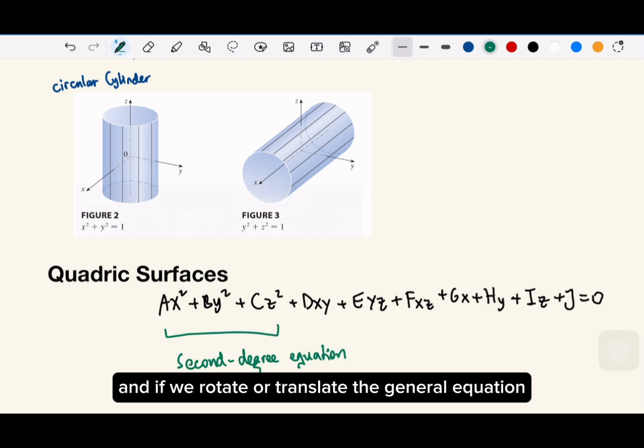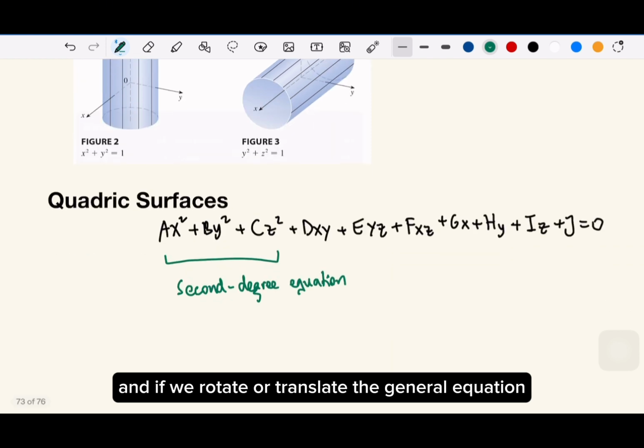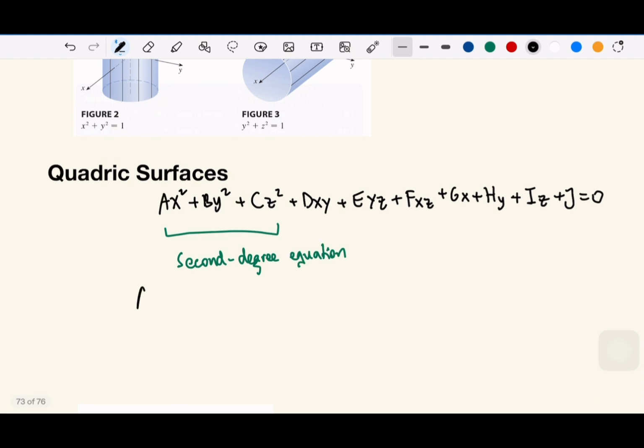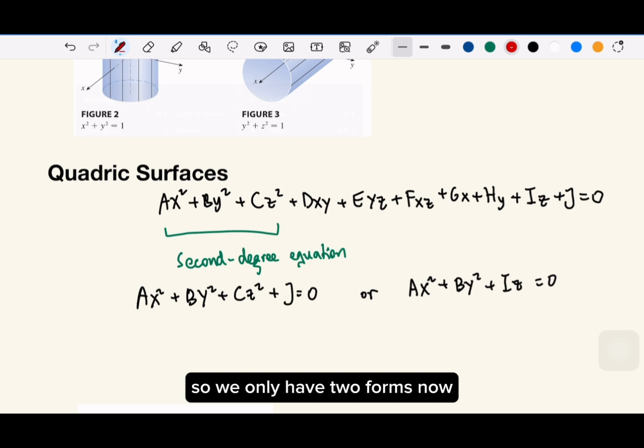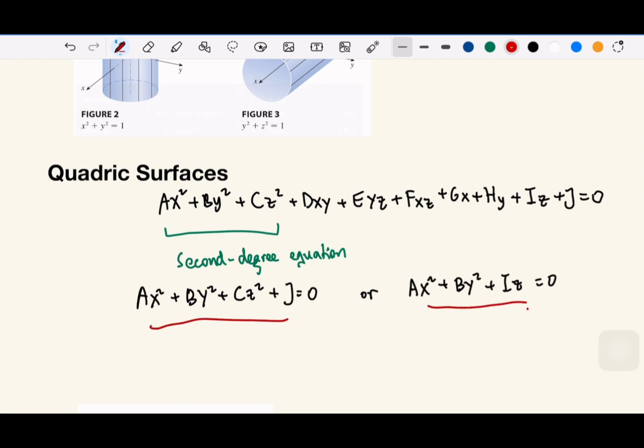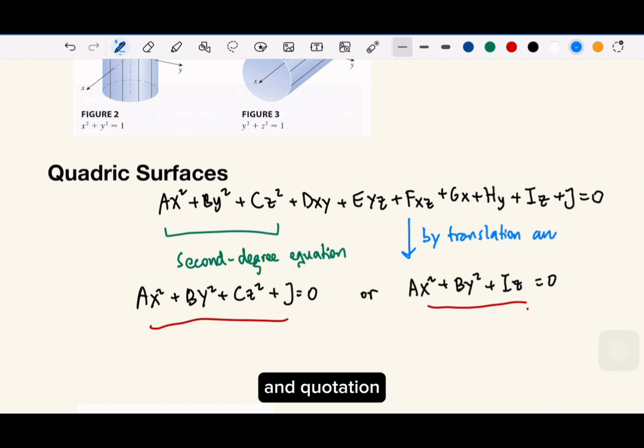And if we rotate or translate the general equation, it can be reduced to at least two formulations. It can be just that, or the other, so we only have two forms now. This is after translation and rotation.